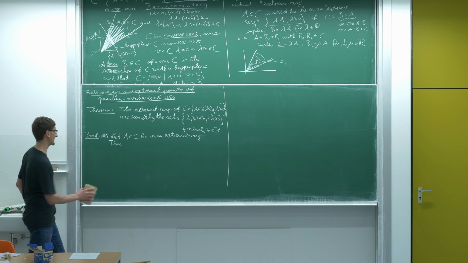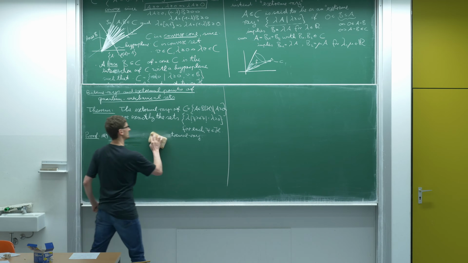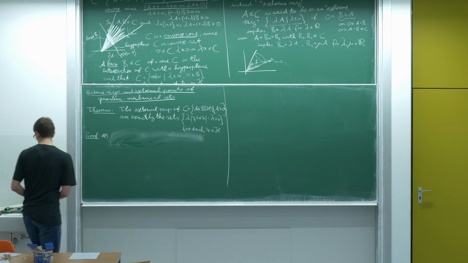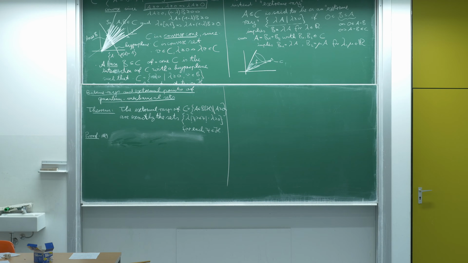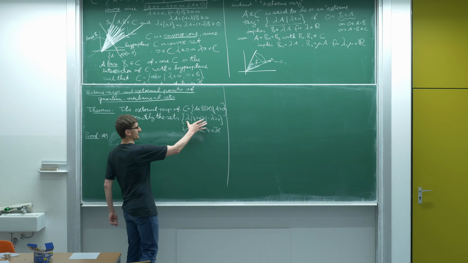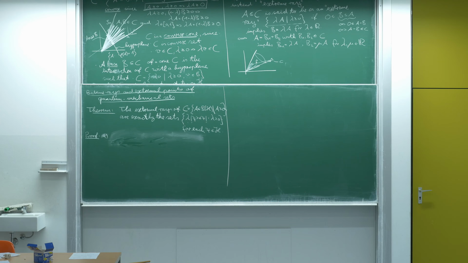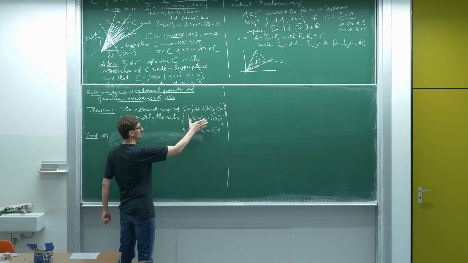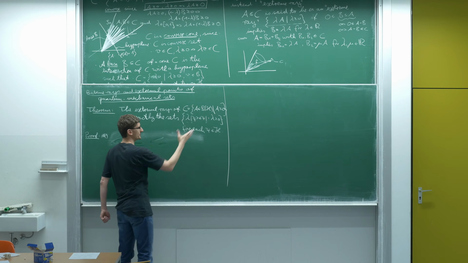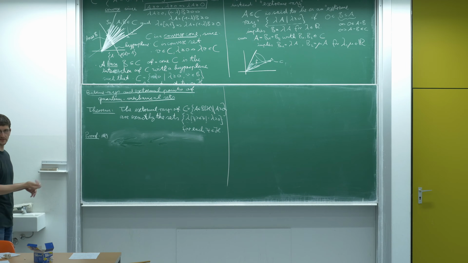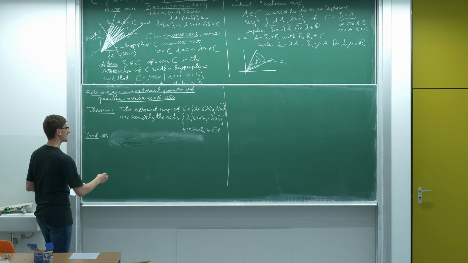Let's do the proof in another way. I want to show that all extremal points look like this. How I'm going to do this is to say that if we have a positive operator which is not a multiple of a pure state, then it won't lie on an extremal ray.